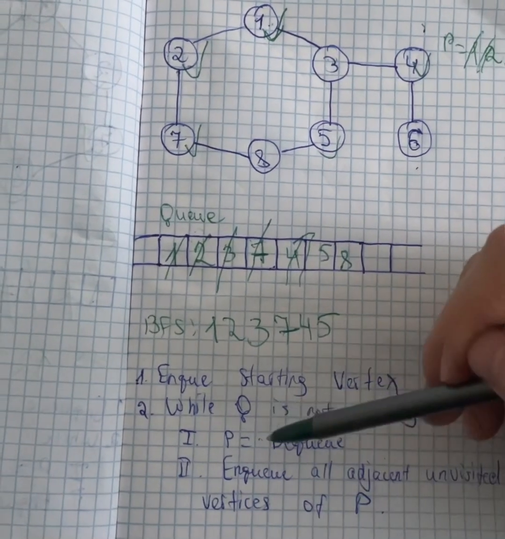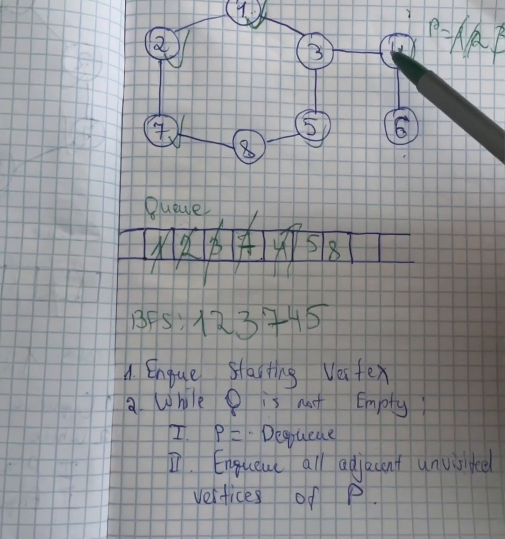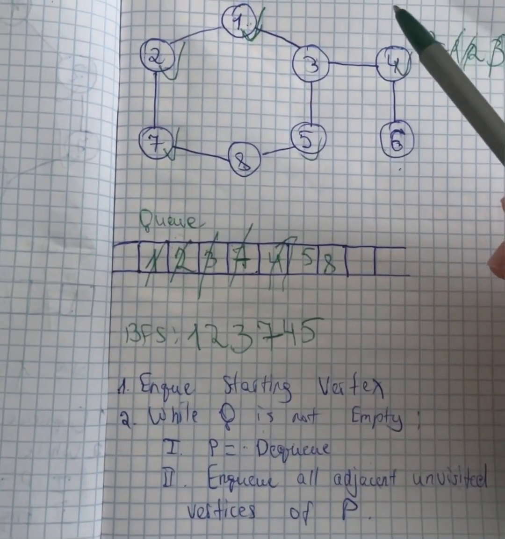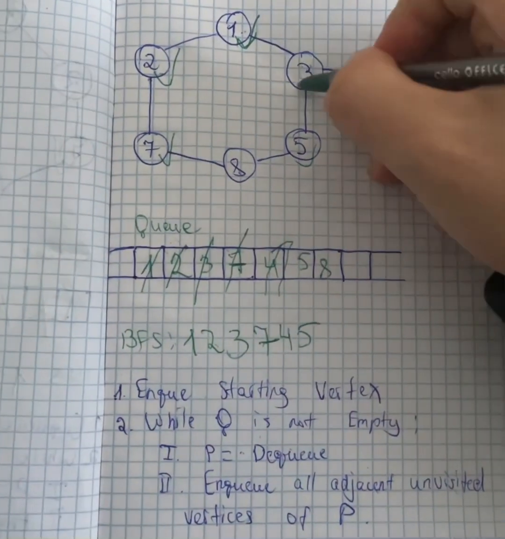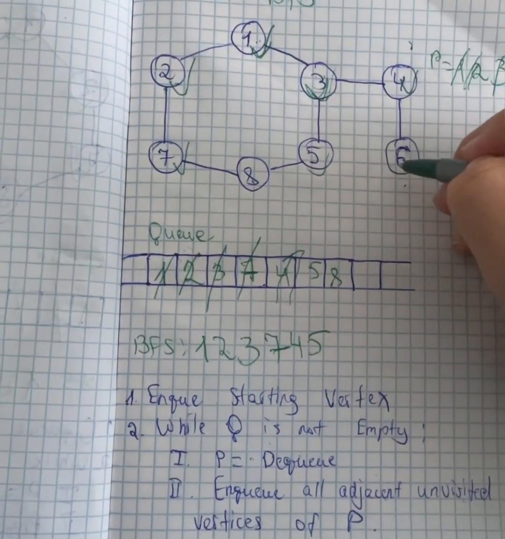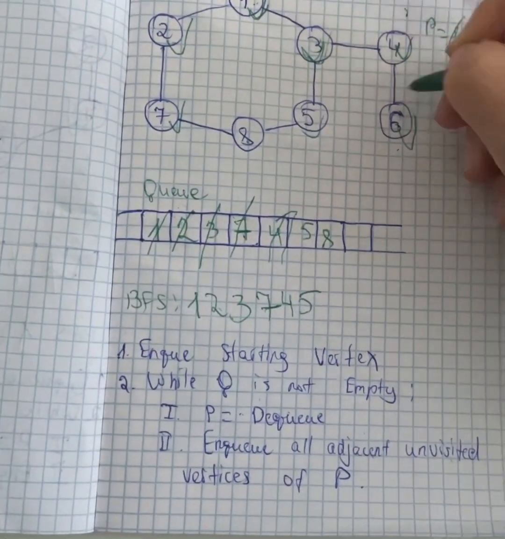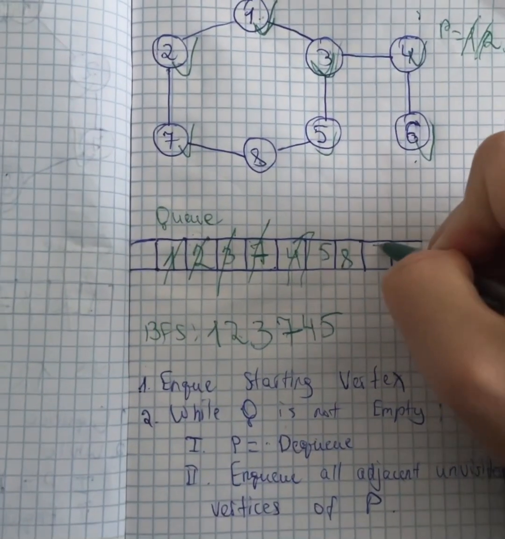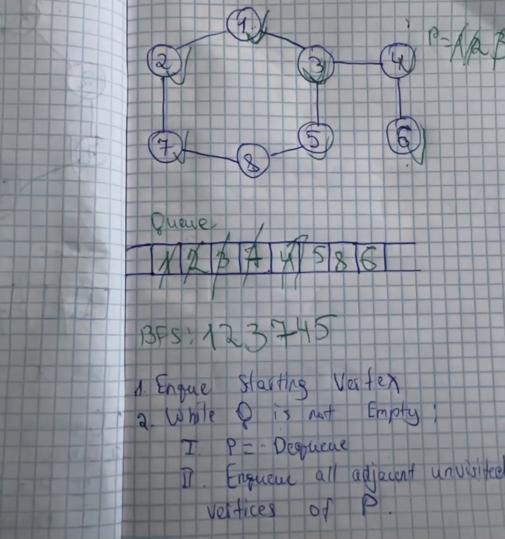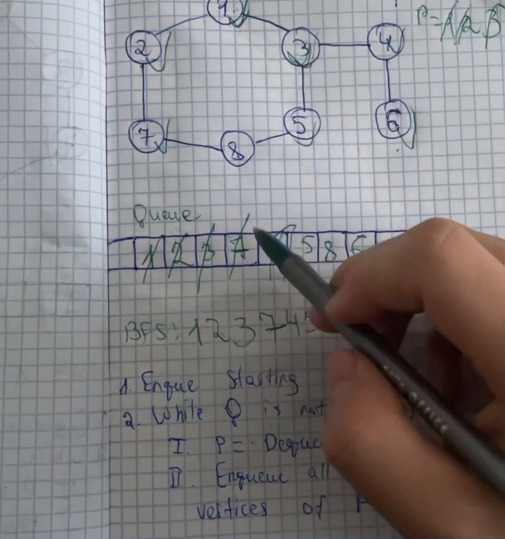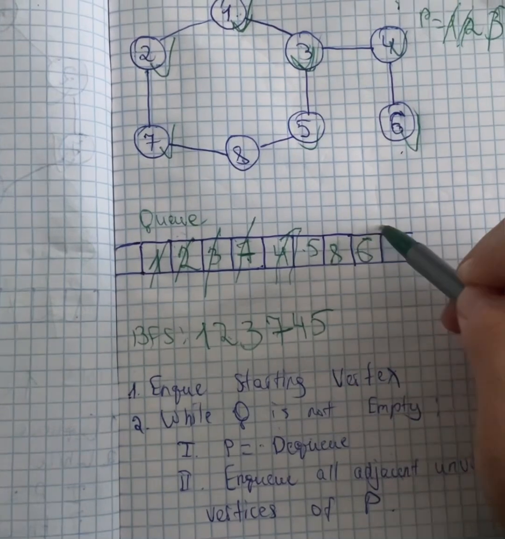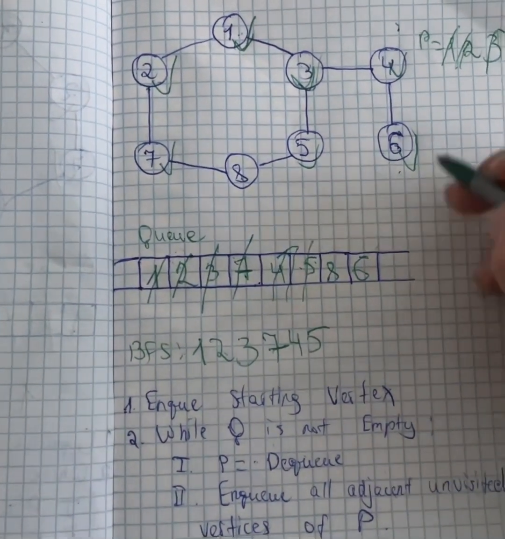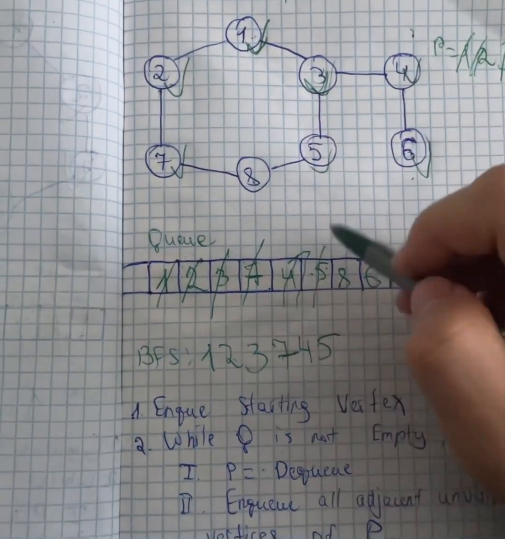NQ all adjacent unvisited vertices. Adjacent vertices of 4 are 3 and 6. 3 is already visited, right? Yes. 6 is not visited yet. That means we mark 6 and write 6 here. All right, then after 4 there is 5 coming. Let's DQ it. We are working with 5.